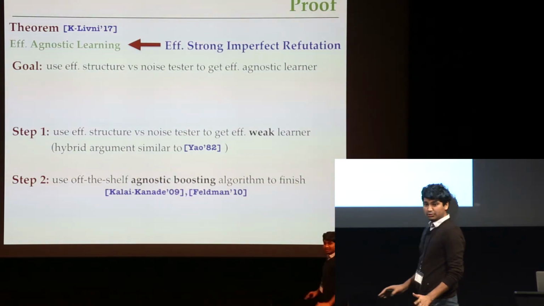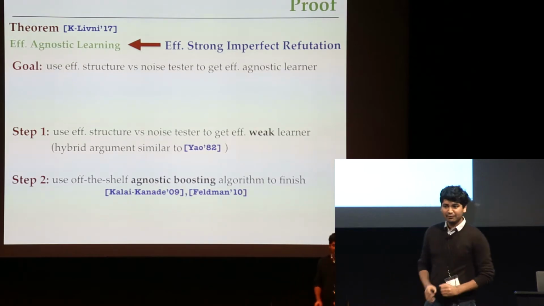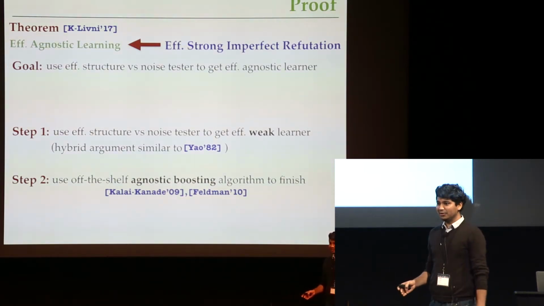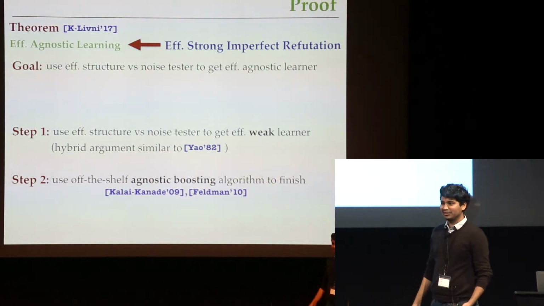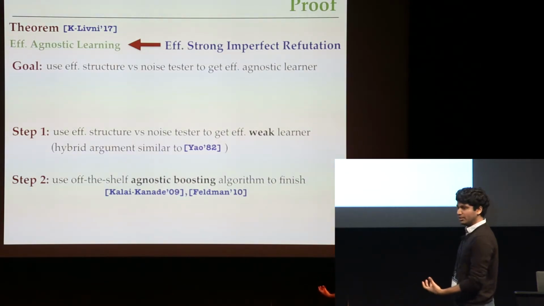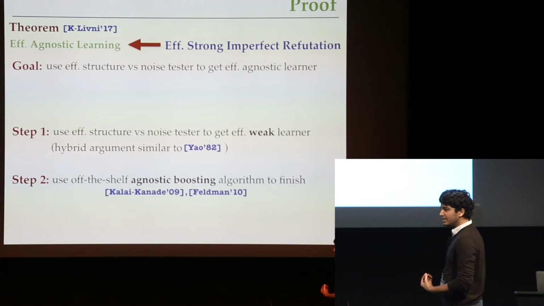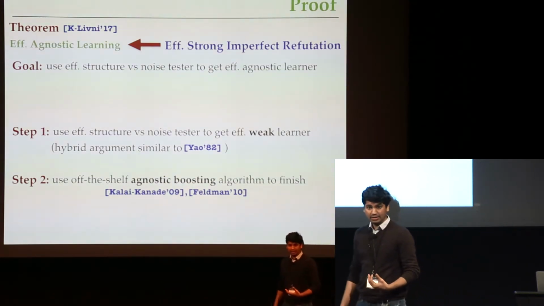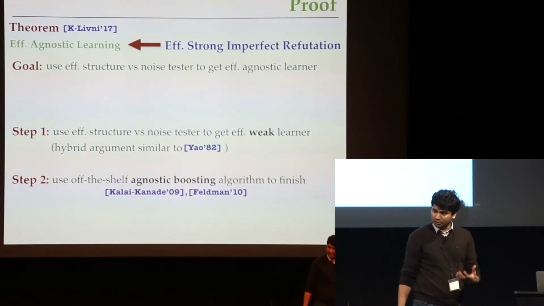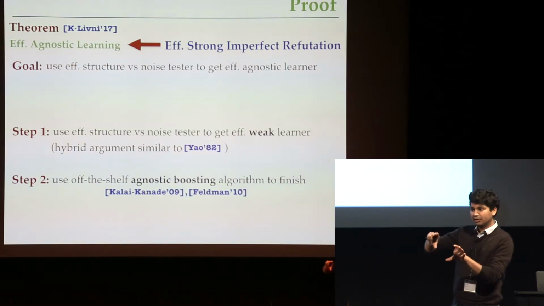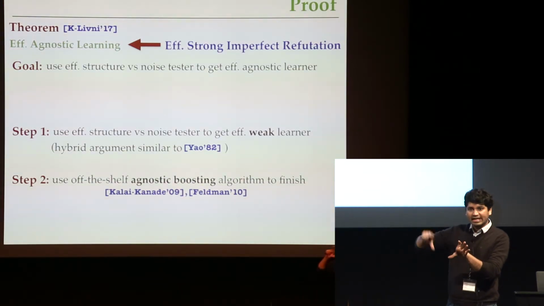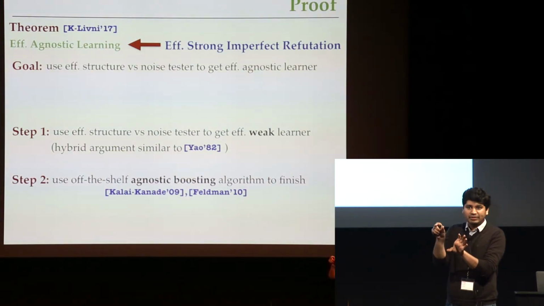Great. So I'm going to do this in 2 steps. Okay? And in some sense, if you've taken the first class in learning theory, then this is the most natural thing to do. So in step 1, what I'm going to do is use a structure versus noise tester to come up with what is called a weak learner. Okay? So in agnostic learning, we are trying to get a hypothesis whose correlation with the right-hand sides is as close to opt as possible.